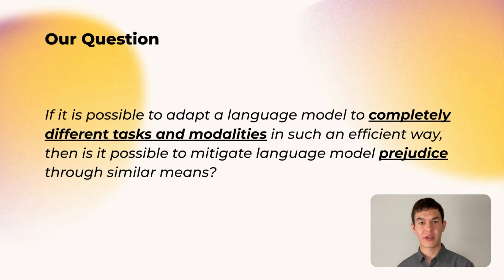And this is where our big question comes from. If it is so easy to take a GPT-2 language model pre-trained on English text and fine-tune it on completely different tasks and modalities, then can we mitigate prejudice in these large language models through similar means?